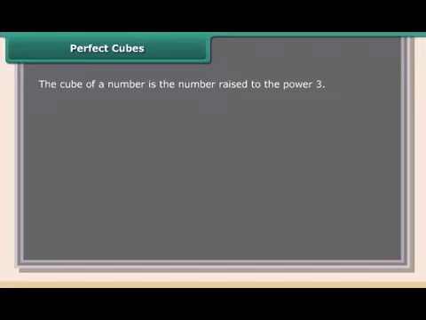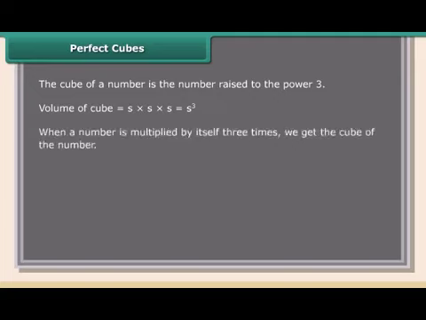Perfect cubes. The cube of a number is the number raised to the power 3. Volume of a cube is equal to S into S into S, which is equal to S cube. When a number is multiplied by itself 3 times, we get the cube of the number.